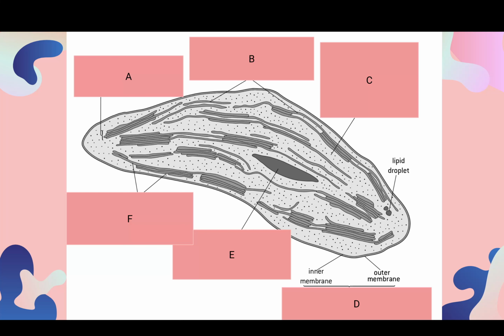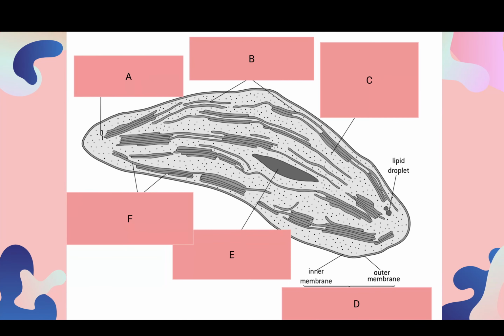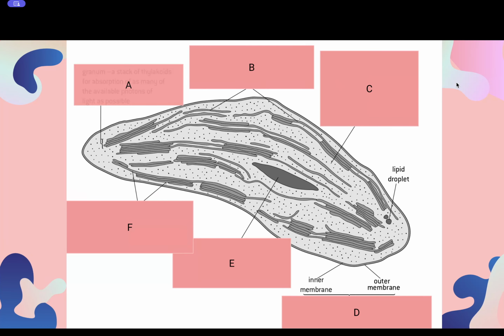Okay. I'm not going to correct the answers. You can correct the answers as I go through them. A is the granum. It is a stack of thylakoids for absorption of as many of the available photons of light as possible. Because they're in stacks, they increase surface area, therefore increasing how many photons are absorbed.